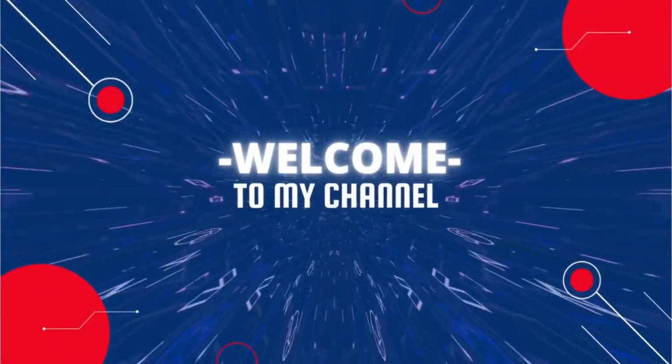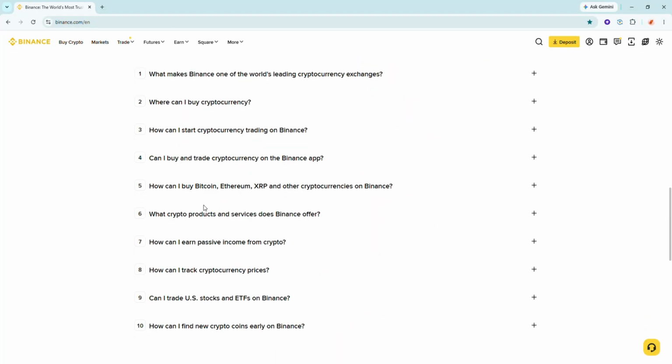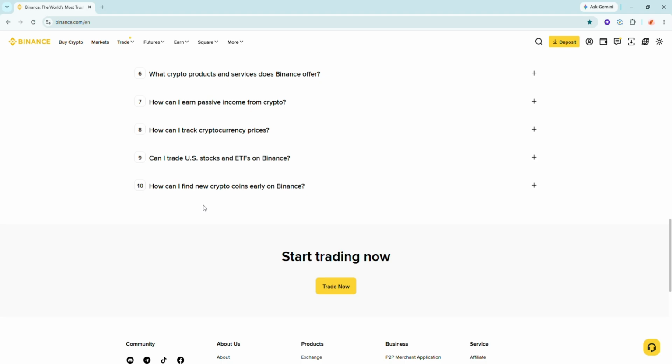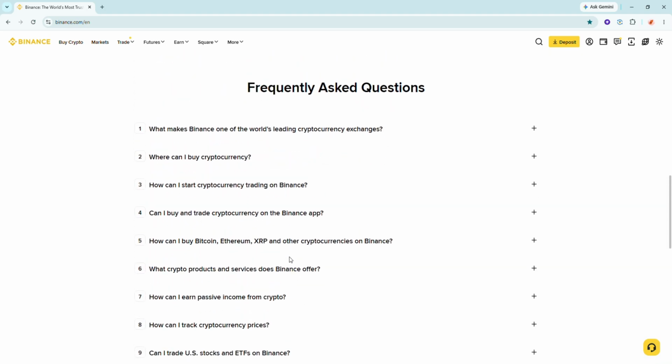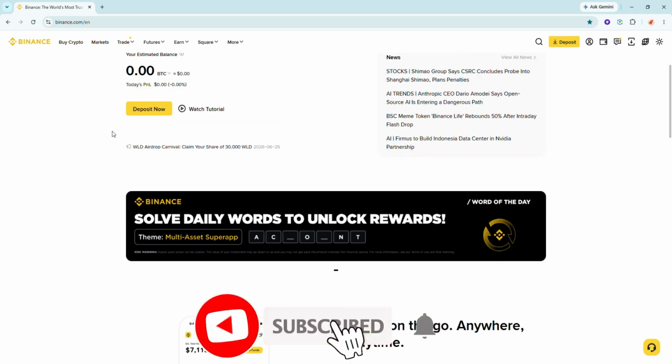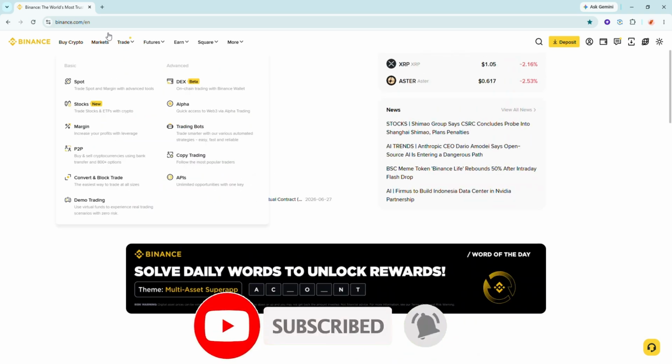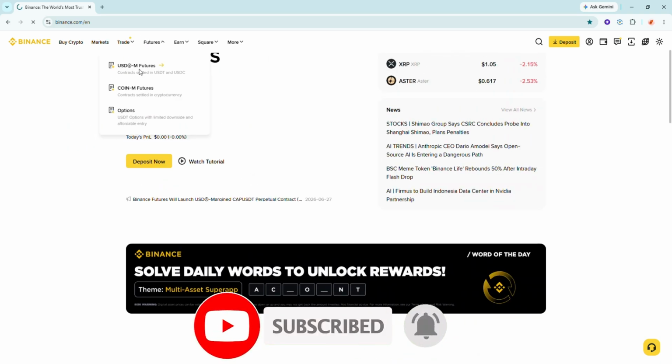Everyone, in this video I will show you how to short on Binance futures. We are going to open a short position on Bitcoin. A short trade means cross margin and set the leverage to 10x. Next, use the slider to choose how much you want to trade. Then click sell or short to open the position.